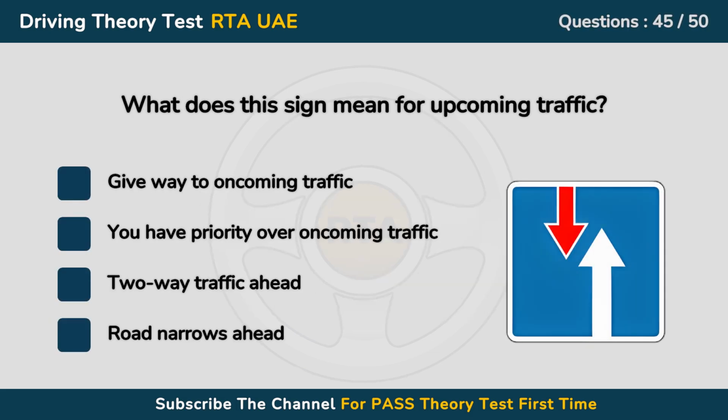A. Give way to oncoming traffic. B. You have priority over oncoming traffic. C. Two-way traffic ahead. D. Road narrows ahead.